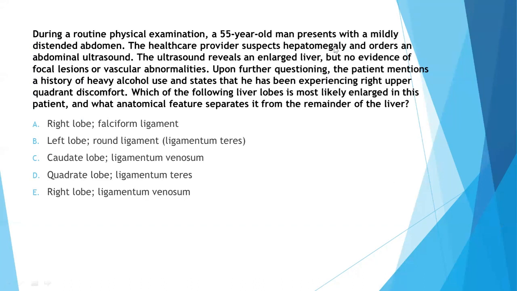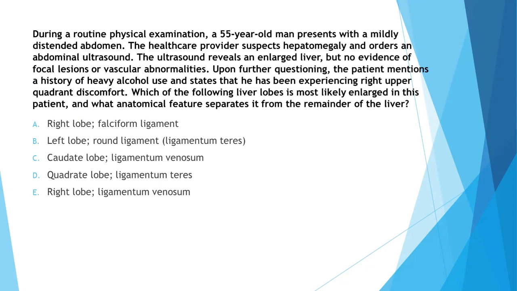Which of the following liver lobes is most likely enlarged in this patient, and what anatomical feature separates it from the remainder of the liver? During a routine physical examination, a 55-year-old man presents with a mildly distended abdomen. The healthcare provider suspects hepatomegaly and orders an abdominal ultrasound. The ultrasound reveals an enlarged liver but no evidence of focal lesions or vascular abnormalities. Upon further questioning, the patient mentions a history of heavy alcohol use and states that he has been experiencing right upper quadrant discomfort.